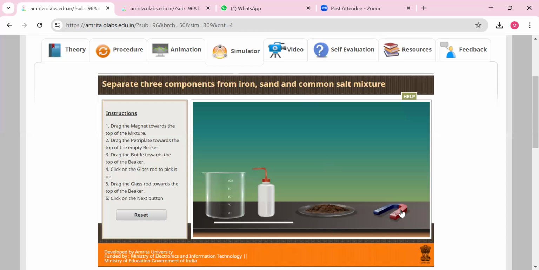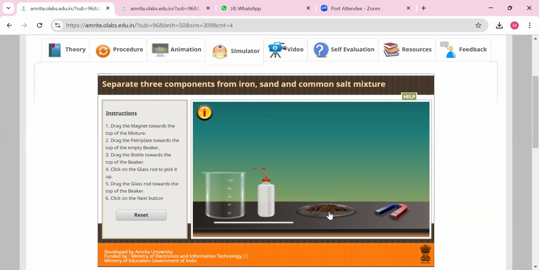Now I am going to choose the magnet. The magnet attracts the iron particles. This is the basic concept. So the iron particles are attracted to the magnet and removed from this plate. What materials are remaining in this area? Sand and common salt.